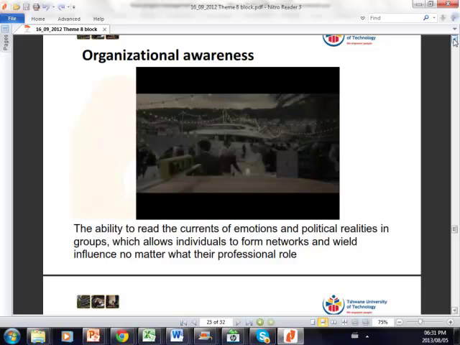All right. So as project managers, we do not want to be political sharks or organizational sharks. What we do want is the ability to read the currents of emotions and political realities in groups, which allows individuals to form networks and wield influence no matter what their professional role. Because remember, when we spoke about organizational structures, most organizations operate projects in a matrix type structure. And in a matrix type structure, the project manager has the responsibility of getting the project done, but does not always have the authority, right? And so sometimes you have to use your influence in order to get the job done. But as long as you are using your organizational awareness for the good of the organization, that is when you are being emotionally intelligent.